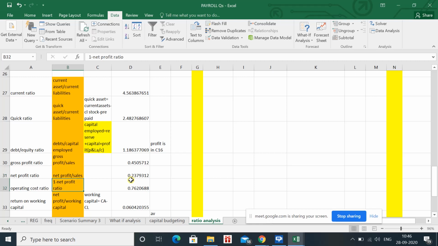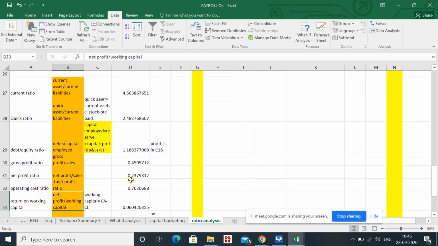Then operating cost. The operating cost ratio can be easily calculated. You can apply the formula, or if you have already calculated the net profit ratio, you can write 1 minus net profit ratio. Then return on working capital. The next formula is return on working capital.